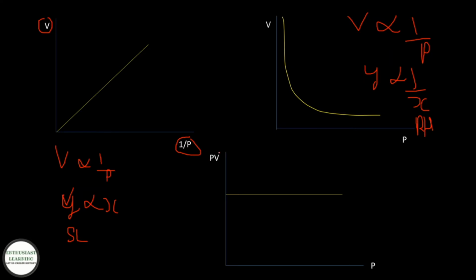In the third graph, on the y-axis it is PV and on the x-axis it is P. We know that PV is equal to constant, so there will be a straight line parallel to the x-axis. If in place of P there would be V, then also the graph would be a straight line parallel to the x-axis.